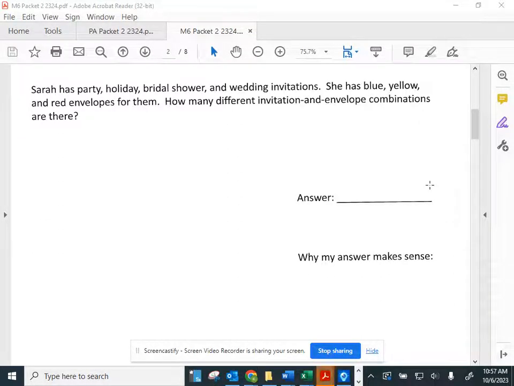Let's look at our next page. Sarah has party, holiday, bridal shower, and wedding invitations. She has blue, yellow, and red envelopes for them. So how many different invitation and envelope combinations are there? If we think about it, she has a party invitation. What color envelope could she put that party invitation into, Zelda? Red, maybe. Now she has another party invitation. What color envelope could she put that in, Liam? Blue. Then she has another party invitation. What color envelope could she put that in, Madeline? Yellow. There are 3 envelope colors.